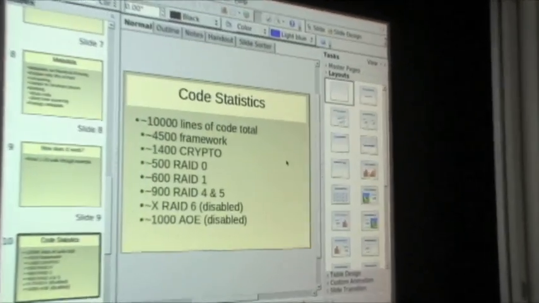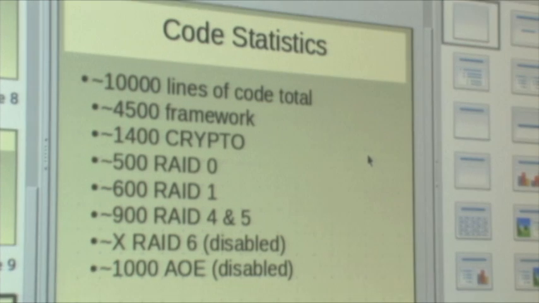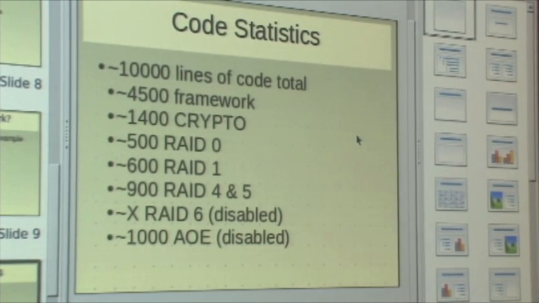Those are the actual numbers, because I did write them down in my original presentation that I ditched, actually. So 10,000 lines of code total. 4,500 in the framework, so that's softraid.c. Crypto is the biggest discipline with 1,400 lines, and then RAID 0 is the simplest one, which should also be the reference one if you want to write your own. That one is only about 500 lines of code, including license, by the way, all these things.